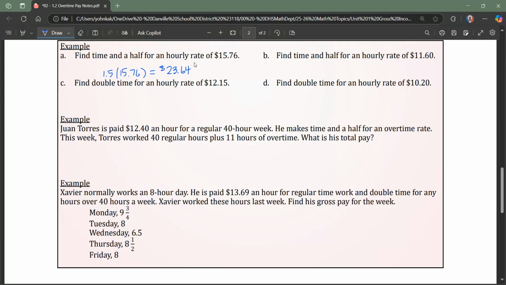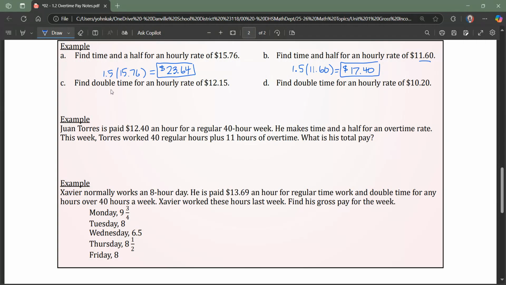All right, B, find time and a half for an hourly rate of $11.60. So again, time and a half is the number 1.5. We're going to multiply it by $11.60. This gives us an hourly rate of $17.40.